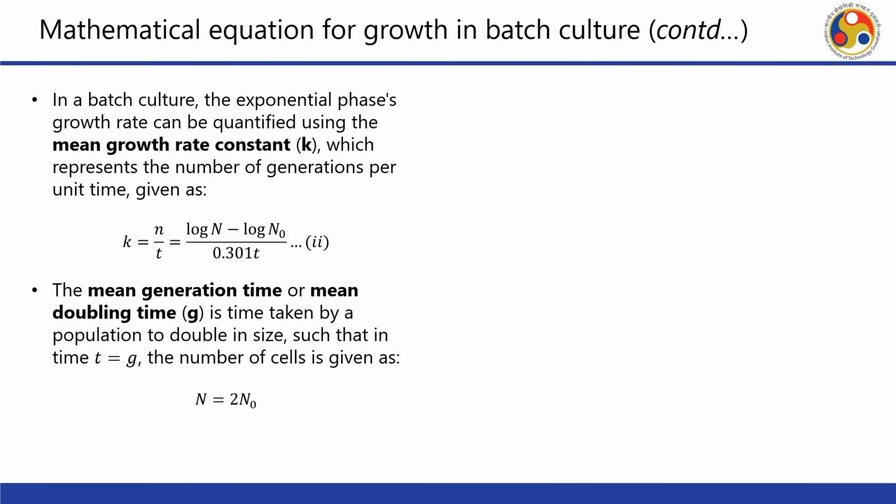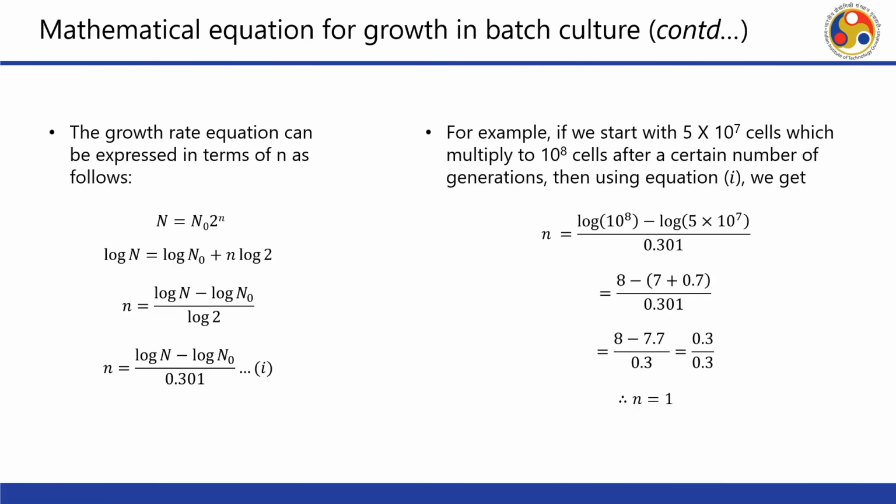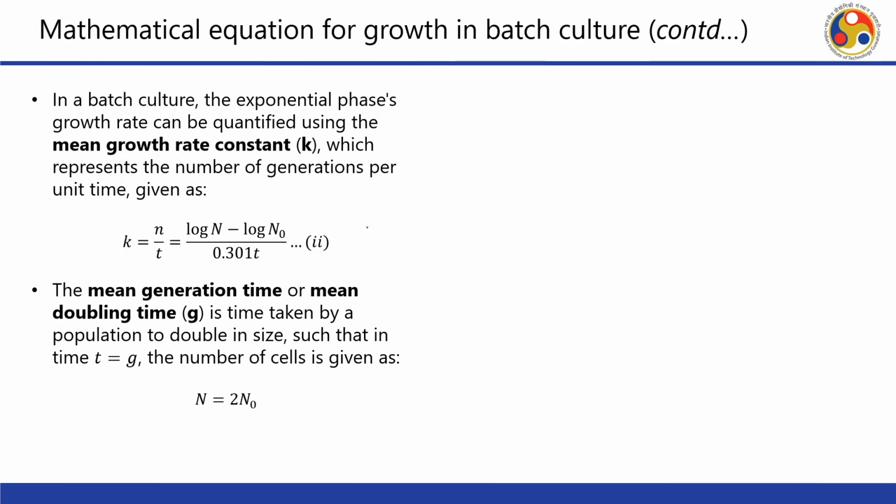In a batch culture, the exponential phase growth rate can be quantified using the mean growth rate constant called k, which represents the number of generations per unit time as given below. k is expressed as n by t. Substituting the equation 1 for the value of n, we get another equation for k: k is equal to log N minus log N naught divided by 0.301 t.